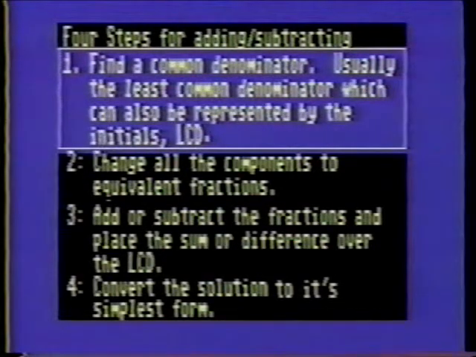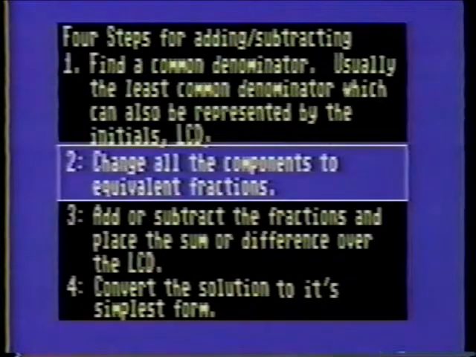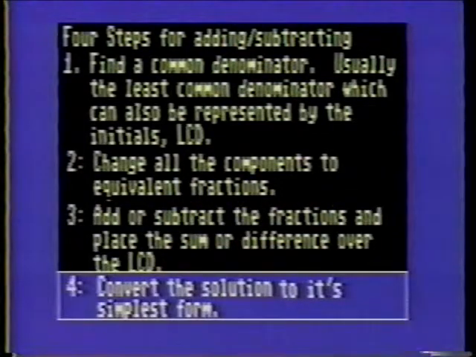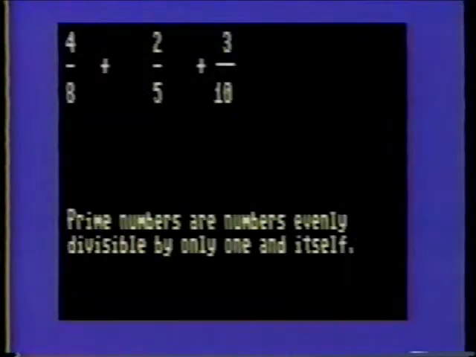There are basically 4 steps for adding and subtracting rational numbers in fractional form. First, find a common denominator, usually the least common denominator, which can also be represented by the initials LCD. Second, change all the components to equivalent fractions. Third, add or subtract the fractions and place the sum or difference over the least common denominator. Fourth, convert the solution to its simplest form. In order to add rational numbers in fractional form, a common denominator must be found.